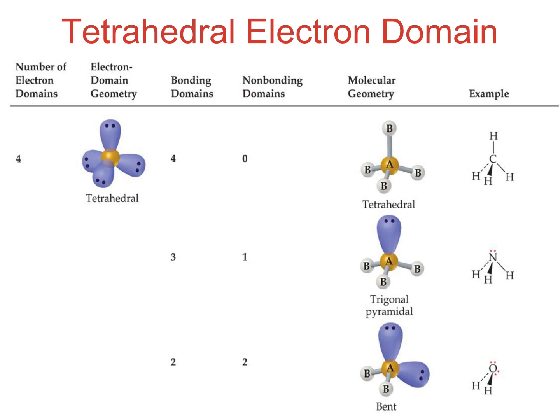Tetrahedral. So now I'm talking about 4 domains. If all 4 domains have an atom, it's tetrahedral. If we have 1 lone pair, trigonal pyramidal. 2 lone pairs, bent.